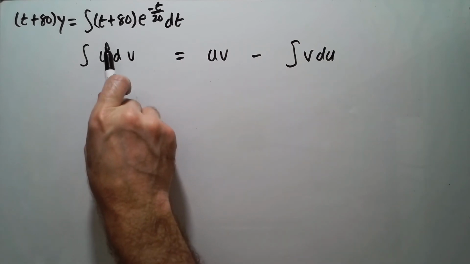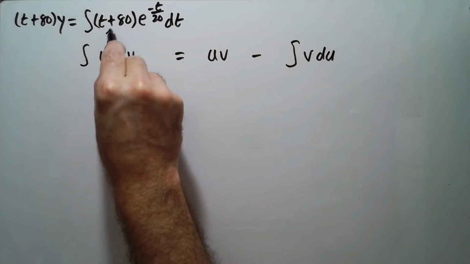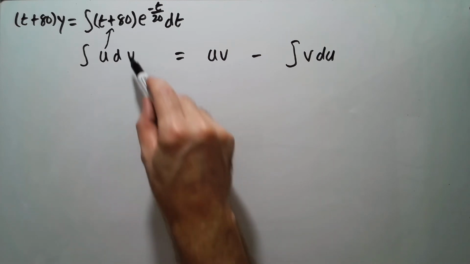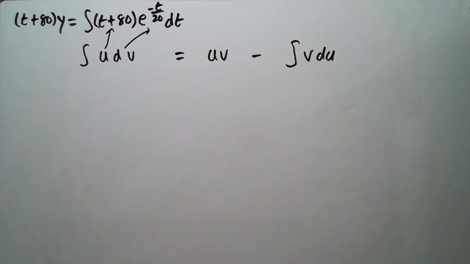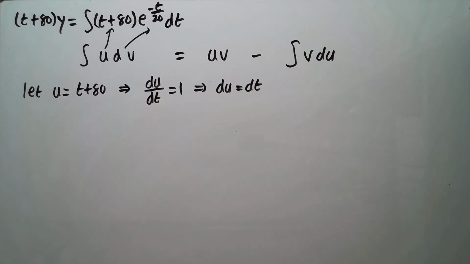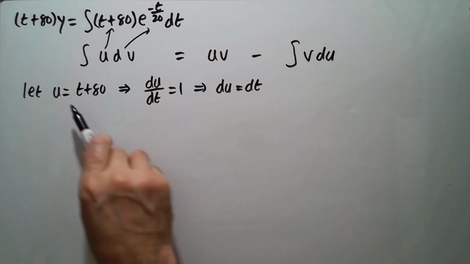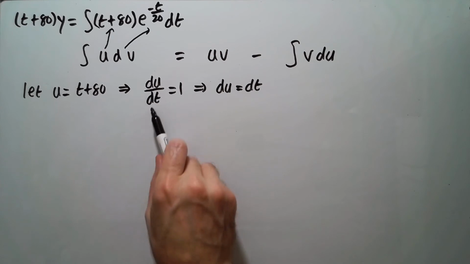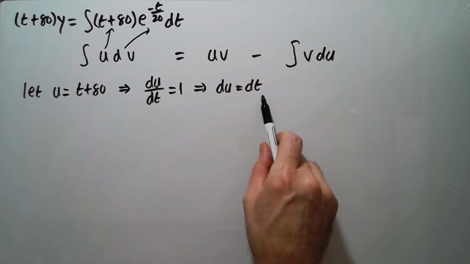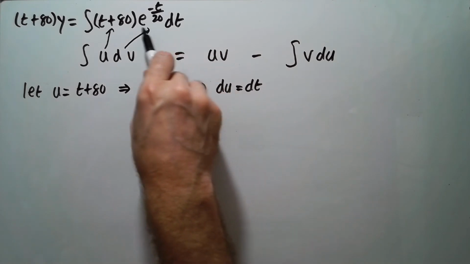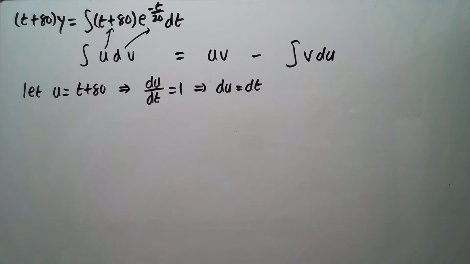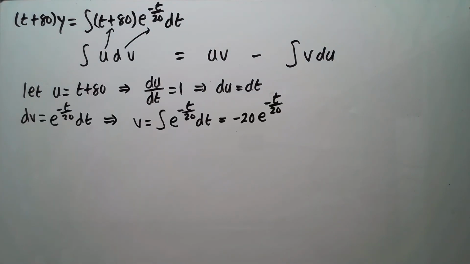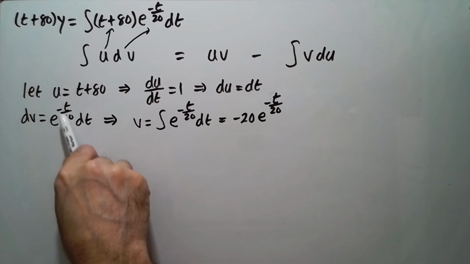I'm going to let my u equal t + 80, and my dv then will be this over here. Let's make those substitutions. So letting u equal t + 80, then du/dt will be 1, so du equals dt, and my dv equals this stuff then. So my dv is e^(-t/20) dt.